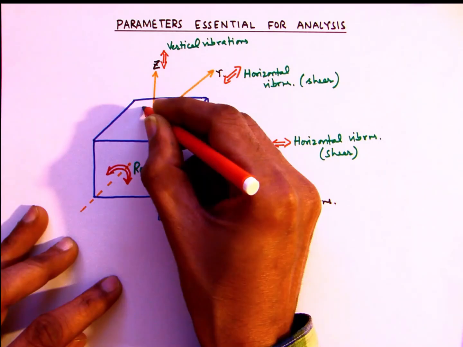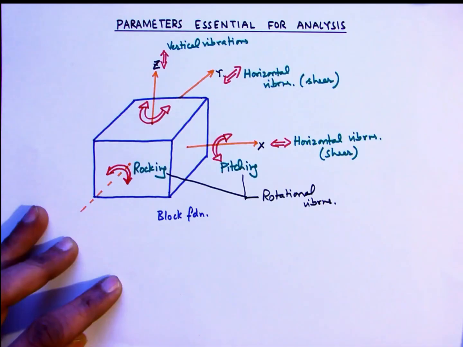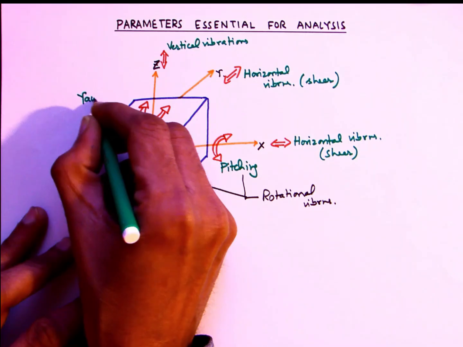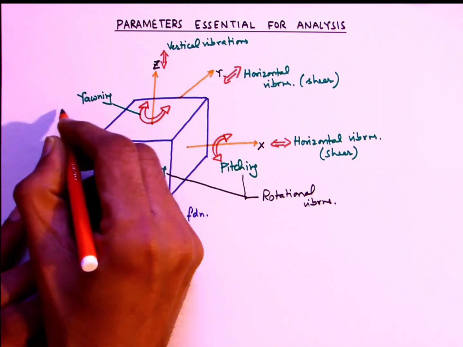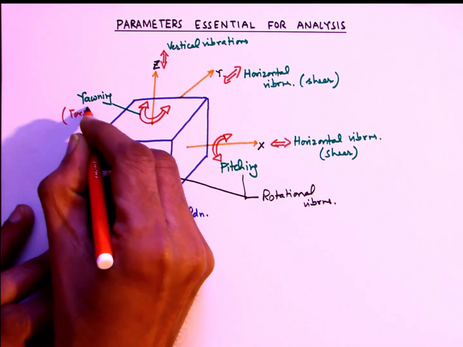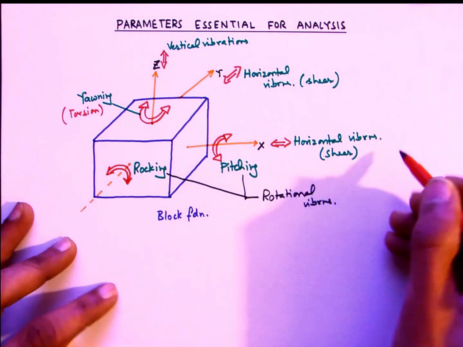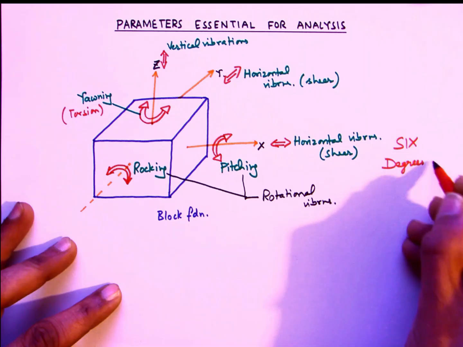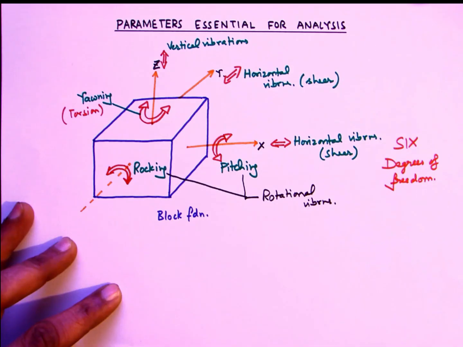Finally, the block can also undergo rotation about the vertical axis, the z axis, and these are basically the torsional vibrations, and the technical term used for this is yawing. Hence, altogether there are 6 degrees of freedom for the vibrations of a typical block type foundation.